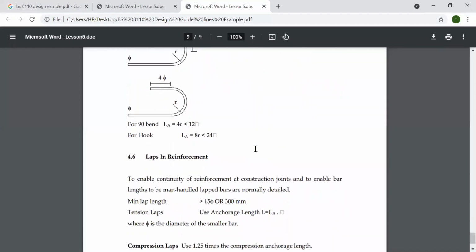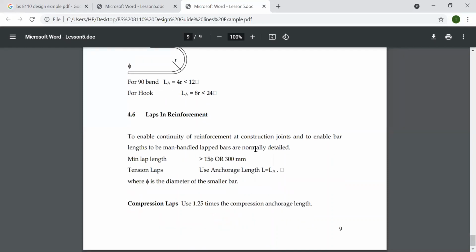For the 90 degree bend, LA is equal to 4 times the radius or less than 12. For the hook, LA is equal to 4 times the radius or less than 24. To enable continuity of the reinforcement at the construction joint and to enable bar lengths to be manhandled, lap bars are normally detailed. So the minimum lap length is 15 times phi or 300 millimeter. For tension laps, use the anchorage length LA, where phi is the diameter of the smaller bar. Always phi refers to the smallest diameter bar.